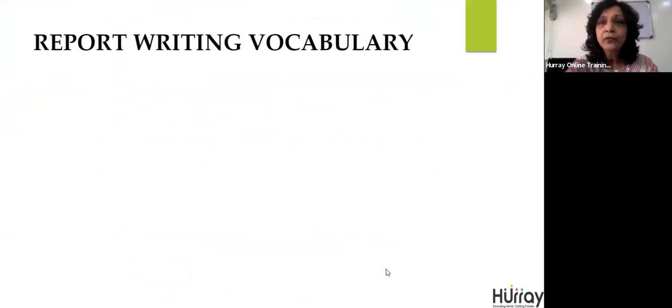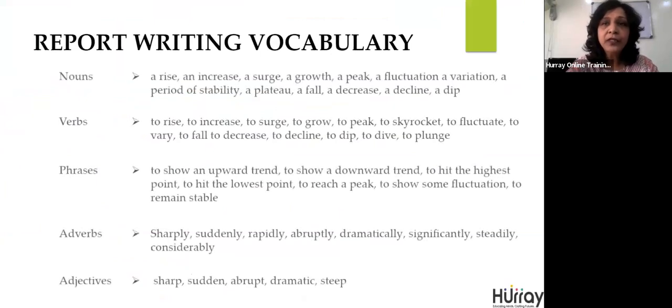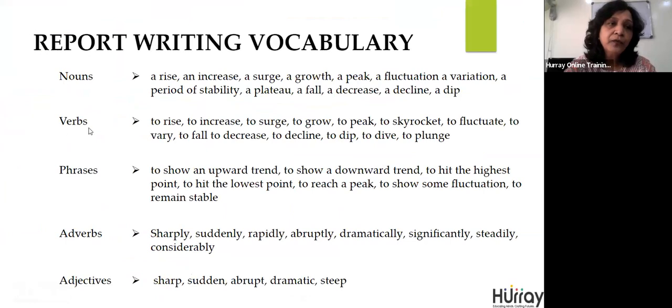Let's look at some writing vocabulary for reports. Report writing vocabulary. These are all graphical jargon. We have noun forms, verb forms, phrases, adverbs, and adjectives. So for nouns, you can use a rise, an increase, because it's a noun, it's a naming word. There was a rise, there was an increase, a surge, a peak, a plateau. If it's a verb form, there'll be an infinitive before that. To rise, to increase, to surge, to peak, to skyrocket, etc. Phrases could be groups of words, which is a part of a sentence, like to show an upward trend, to show a downward trend, to hit the highest point, etc. And adverbs are words which describe the verbs.